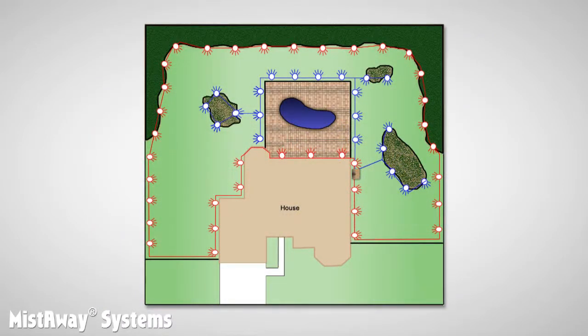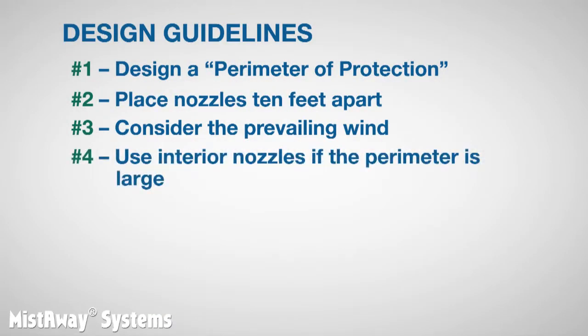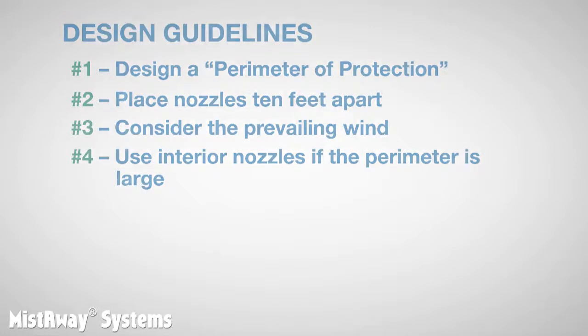For example, due to the size of this property, interior nozzles would be needed to provide enough coverage. They could be installed in the landscaping beds and on the fence surrounding the pool, accessed by buried runs from the perimeter. So guideline number 4 is, use interior nozzles if the perimeter is large.